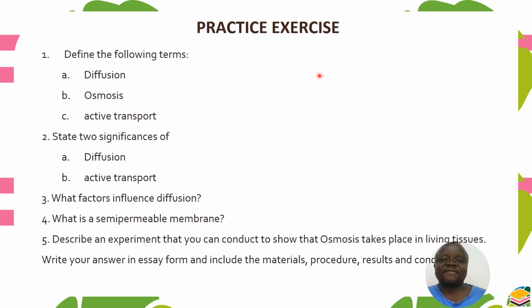Now, I have a practice exercise that will cement your understanding. Make sure that you attempt these questions and provide feedback so that we compare with our own responses. Number one, define the following terms: A, diffusion; B, osmosis; C, active transport. Number two, state two significances of A, diffusion; B, active transport. Number three, what factors influence diffusion? Number four, what is a semi-permeable membrane?